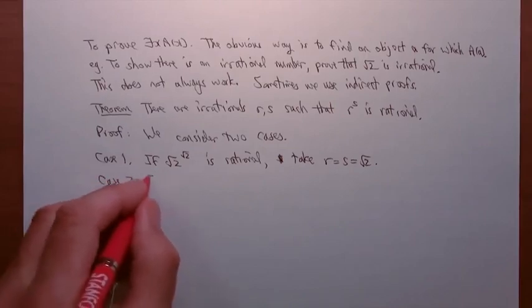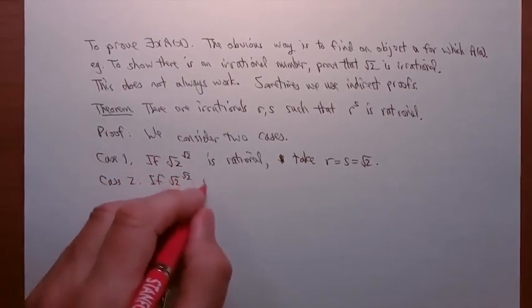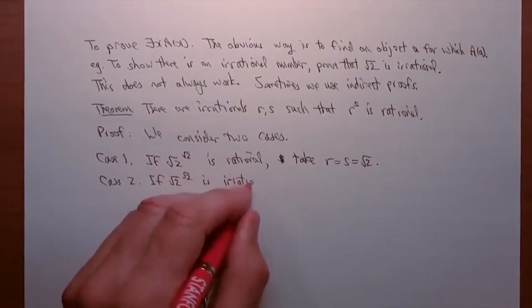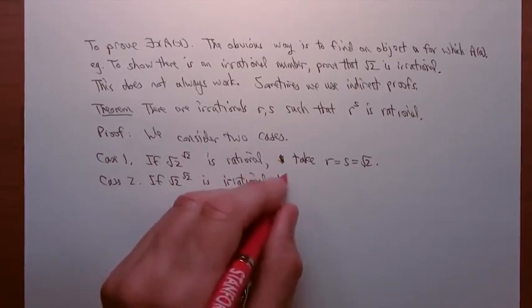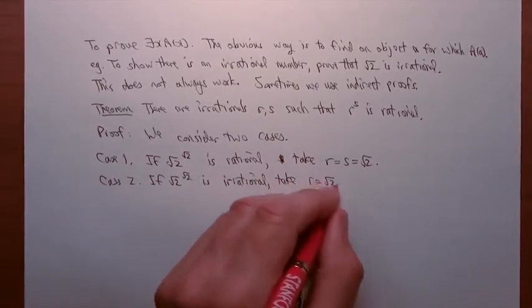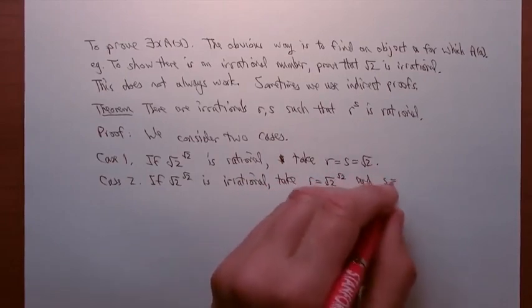Well, if case 1 isn't the case, then we must be in case 2, which is where root 2 to the root 2 is irrational. In which case, take r equals the square root of 2 to the square root of 2, and s equals the square root of 2.